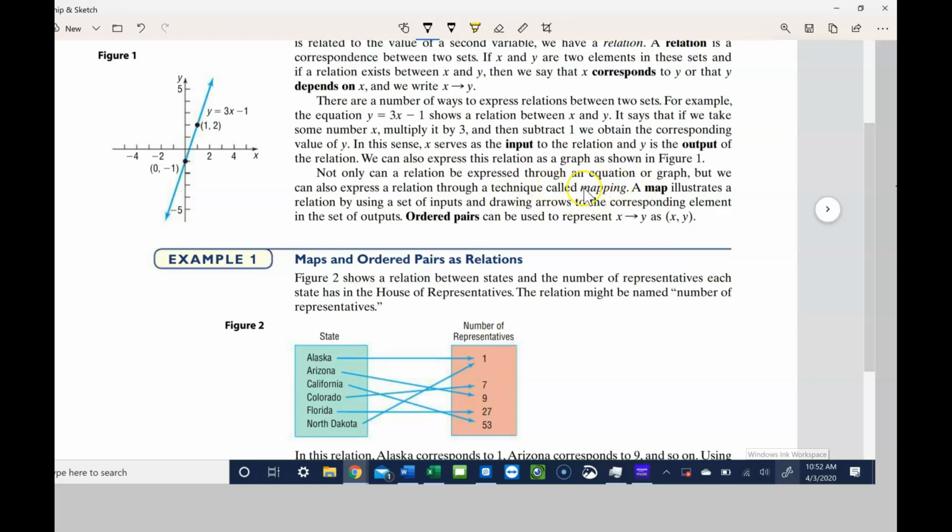All right. A mapping, a technique called mapping. A map illustrates a relation by using a set of inputs and drawing arrows to the corresponding element in the set of outputs. Ordered pairs can be used to represent this, which is kind of what we just saw. Look at this relation here. It's a mapping. It maps the state name with the number of representatives for that state. So your first ordered pair might be Alaska, 1. Your second ordered pair might be Arizona, 9. And so on and so forth. And that would be a relation.